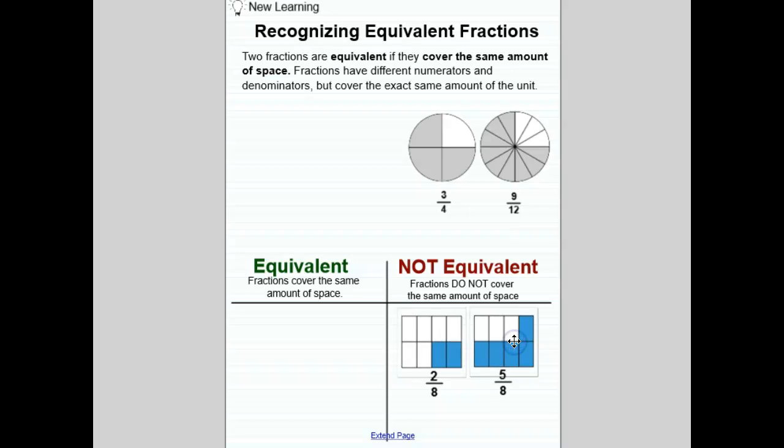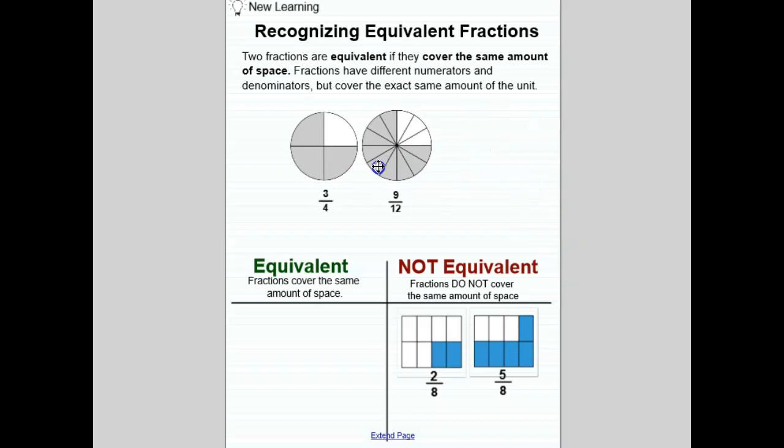They are not equivalent because they don't cover the same amount of space. 2/8 is less space than 5/8, so they are not equivalent. Let's look at this one. So my two fractions are 3/4 and 9/12.